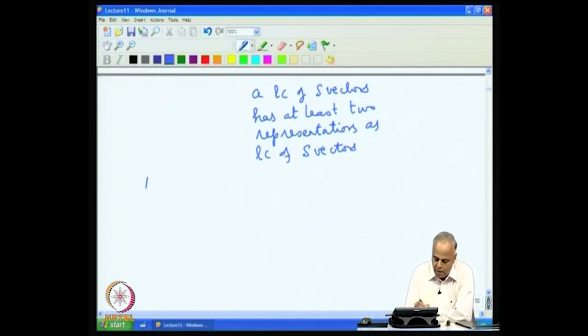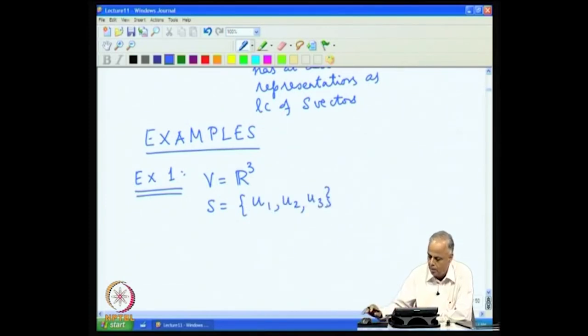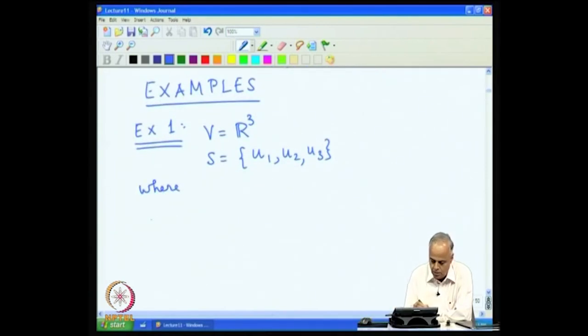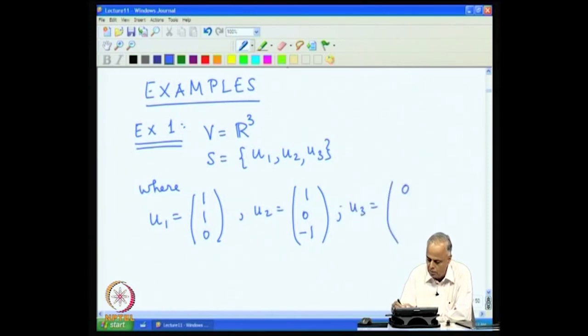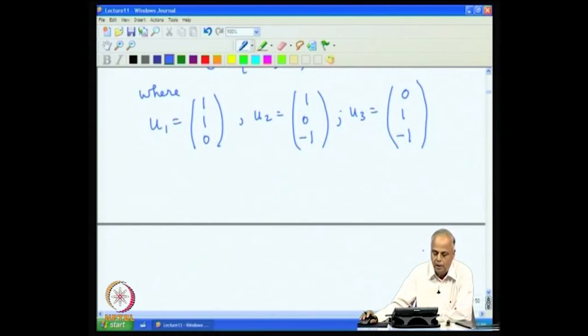We shall first look at some examples of this notion of linear dependence and linear independence. First, let us take V to be our standard R3, and let us take S to be the set of three vectors u1, u2, u3, where u1 is the vector (1, 1, 0), u2 is the vector (1, 0, -1), and u3 is the vector (0, 1, -1). Let us now see whether this set is linearly independent.